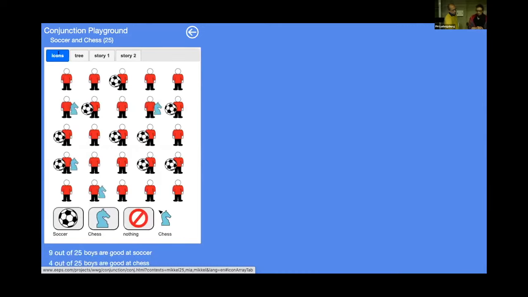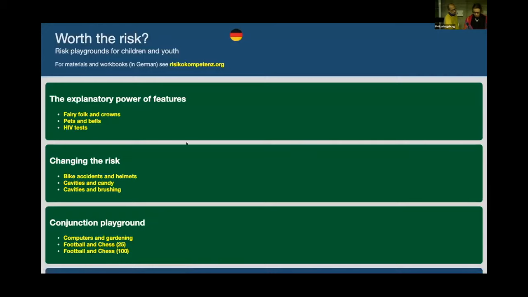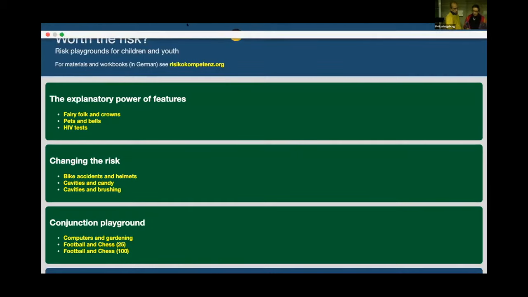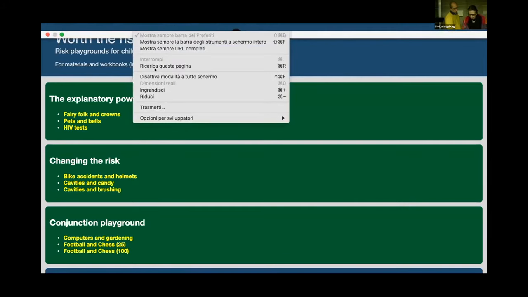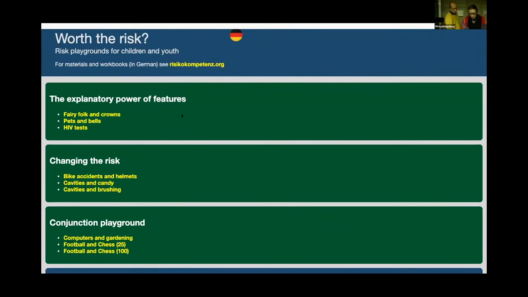Here again, you could change many parameters. I don't want to go through that. There is a link to the page. And with this, I would like to finish our activity today.